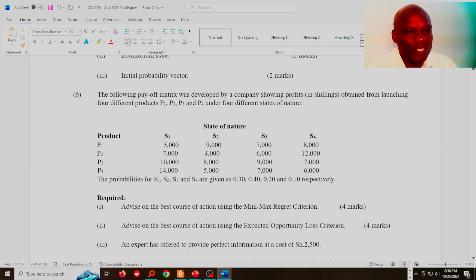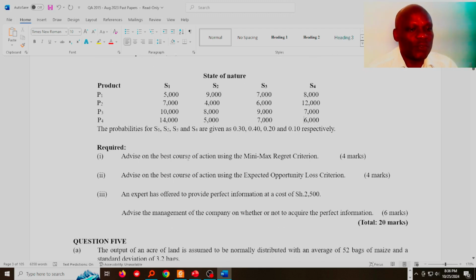Then the following payoff matrix was developed by a company showing profits in shillings obtained from launching 4 different products, P1, P2, P3, and P4, under 4 different states of nature. So we have the states of nature, state 1, state 2, state 3, state 4, with the corresponding probabilities 0.30, 0.40, 0.20, and 0.10 respectively. Then we have the products. We have product 1, product 2, product 3, product 4. We are required to advise on the best course of action using the minimax regret criterion, 4 marks.